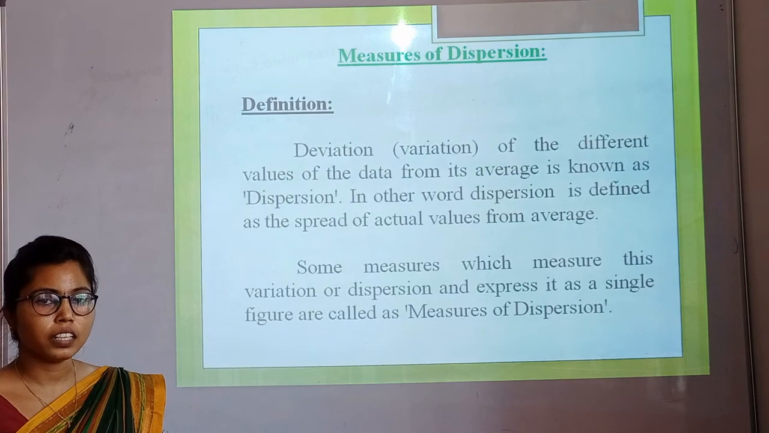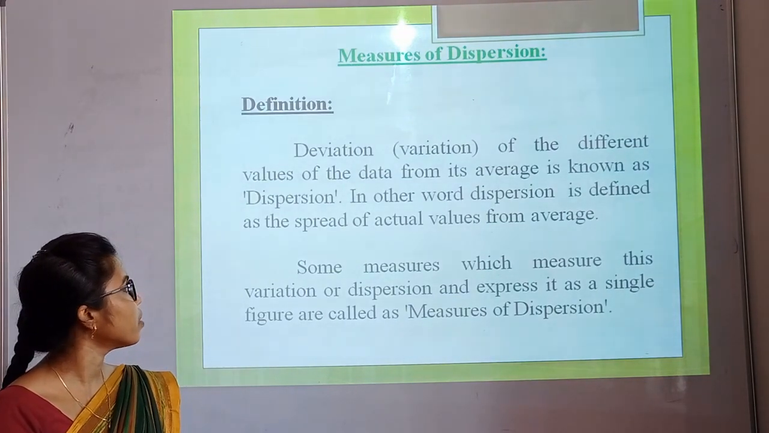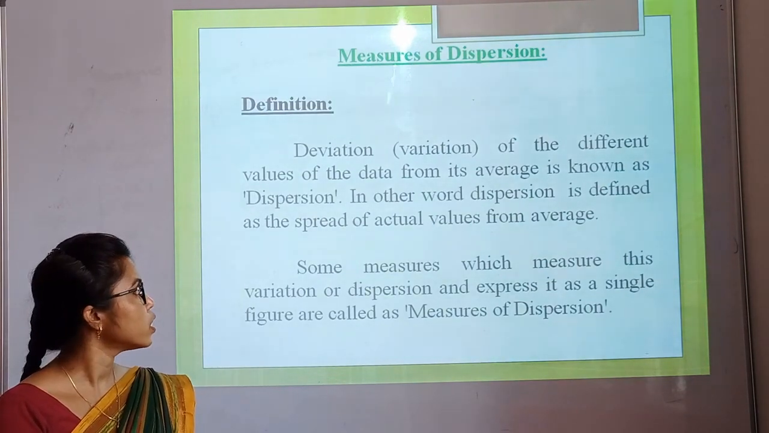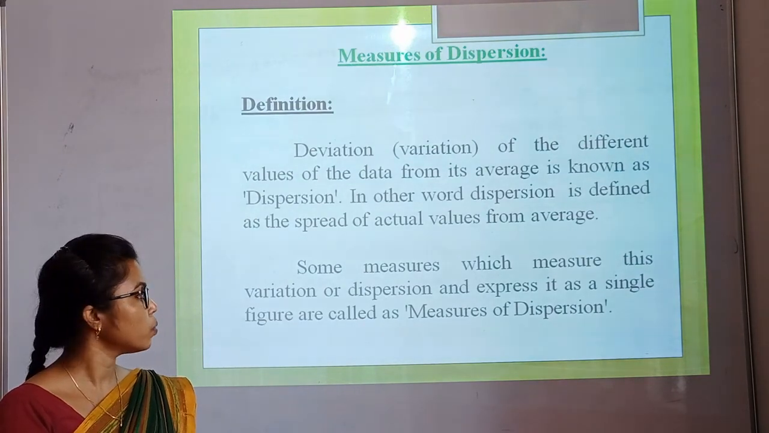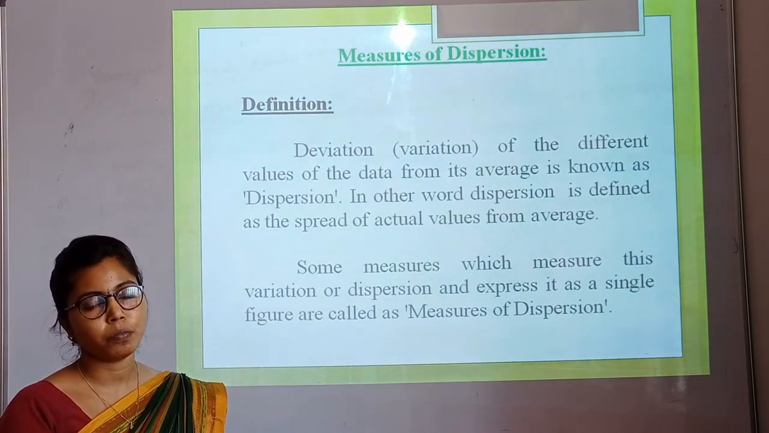First we study what dispersion is. Deviation of the different values of the data taken from its averages, or spread of actual values from its averages. The single numerical figure which represents the variation or dispersion is known as a measure of dispersion.